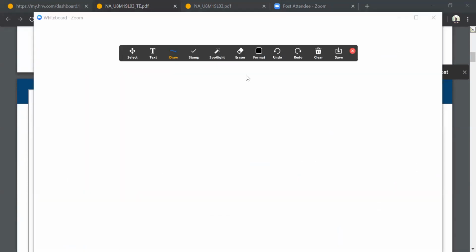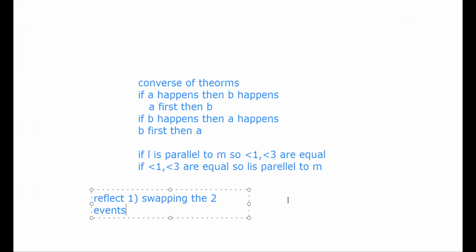For question Reflect 1, we are going to write: swapping the two events. We swap the two events. Okay? Let's go back to our book.